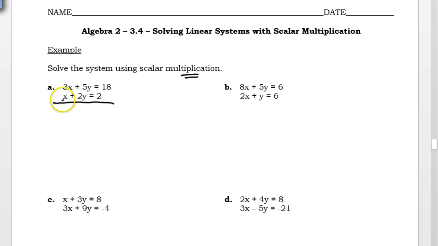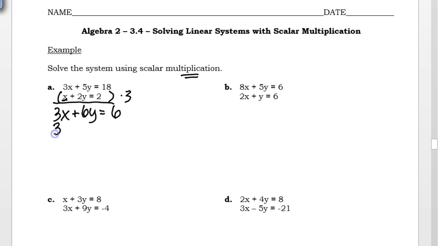The easiest thing is I see this blank x, so I can put a 3 there. But if I'm doing that, I'm losing my equality, so I can't just throw a 3 on. I need to put a 3 on every single piece of this equation. So everything gets a 3, not just the x. The x gets a 3, the 2y gets a 3, and the 2 gets a 3. And when I say the 2 gets a 3, we just do 2 times 3. So x times 3 is 3x, 2y times 3 is 6y, 2 times 3 is 6.